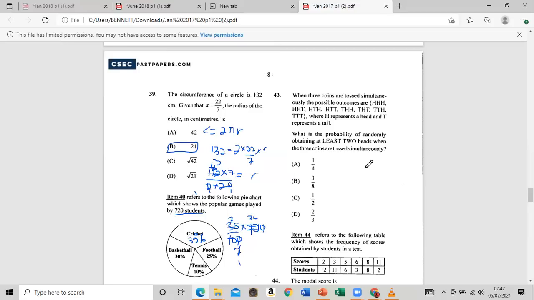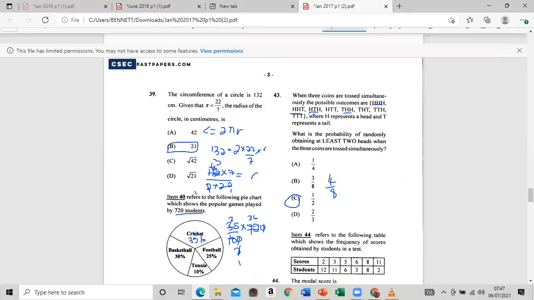When 3 coins are tossed simultaneously, the possible outcomes are listed. Where H represents heads. What is the probability of randomly obtaining at least 2 heads? So you see the heads now? At least, so this includes this, this, this, and this. So that's 4/8. And we can further break it down. Sometimes we get it as 4/8, but then break it down to a half this time. Right?